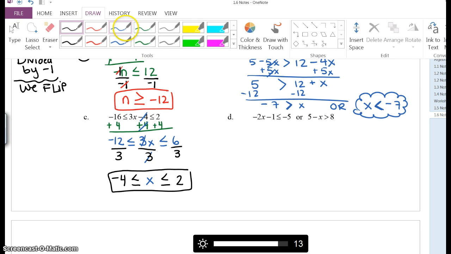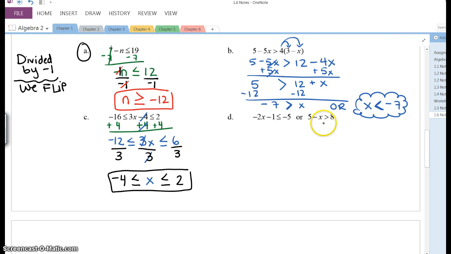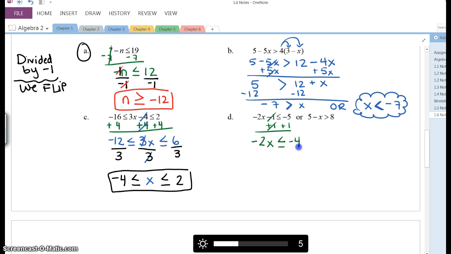The last one is separated, so it's kind of 2 in 1. You know, the sales that they have at the mall, the ones that are buy one, get one free. So here's your buy one, get one free problem. We're going to go ahead and add 1 to both sides. We're solving it separately. We have -2x, -1 and +1 cancel. We're left with less than or equal to. And -5 plus 1 is -4.